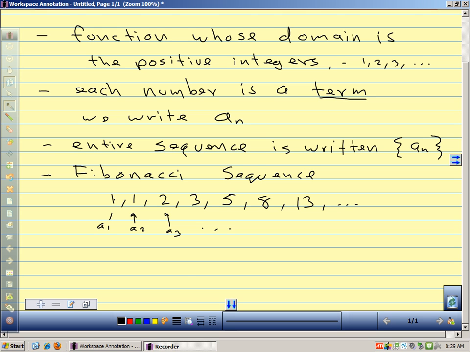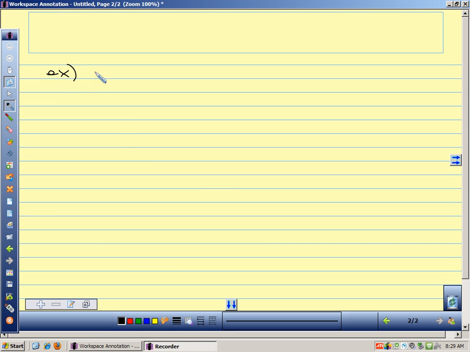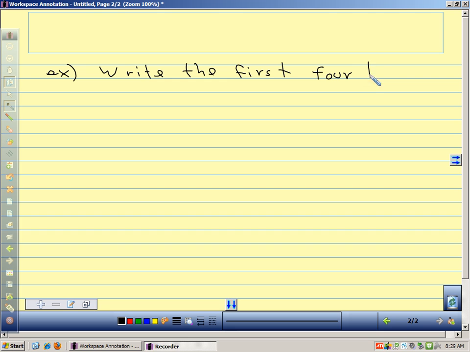Now, part of what we're going to do in this section is work with sequences. We'll be given an equation for the term of the sequence, and we want to write out the sequence. We'll look at a couple of examples of that, just to get familiar with the idea of a sequence. So if we want to write the first 4 terms, and our formula is a sub n equals 2n plus 5, this is the definition for the terms of our sequence. Writing the first 4 terms just means plug in the numbers 1 through 4 and write down what those are.